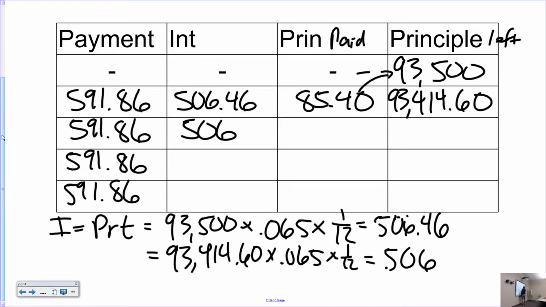So the next month, we bought $85.86 worth of our house. We maybe own a square foot of land now. Maybe. Not even. Again, what do you do with that number? Subtract it from the $93,414.60. Exactly. What's my next number? $93,328.74.